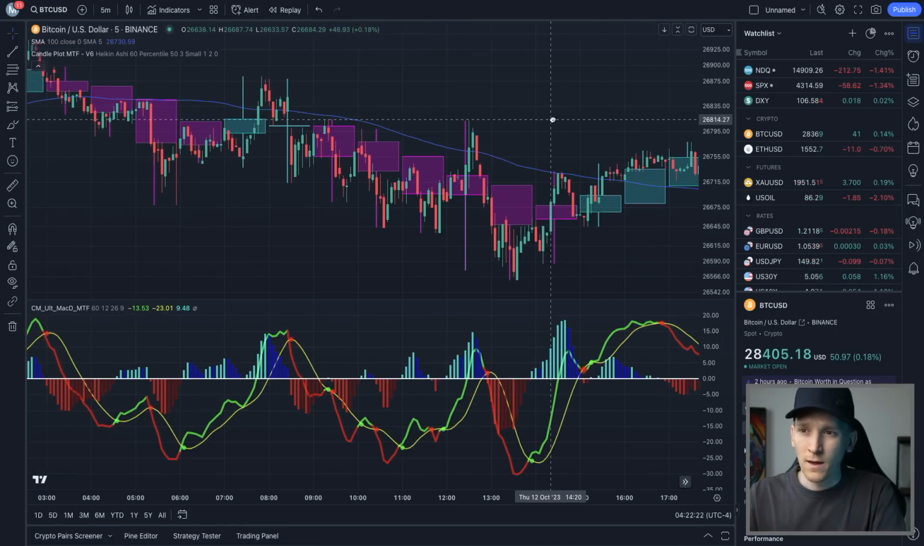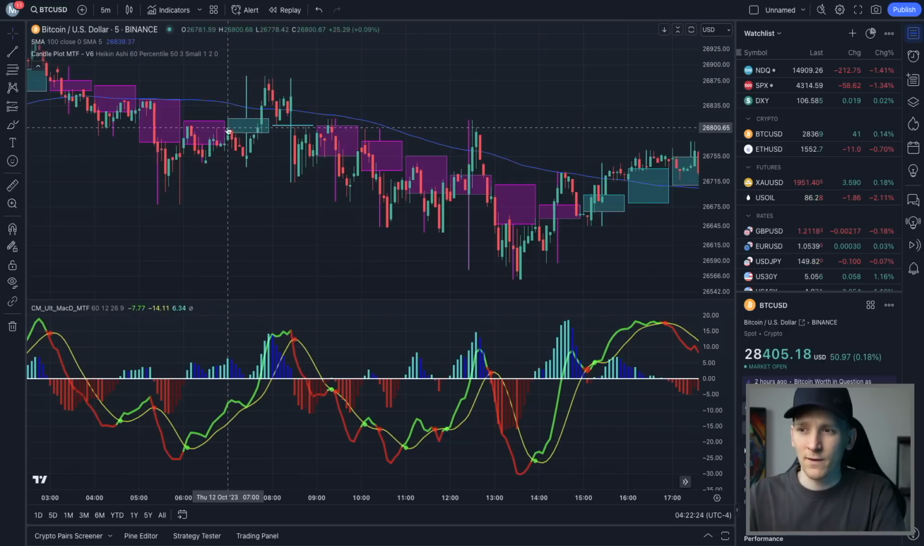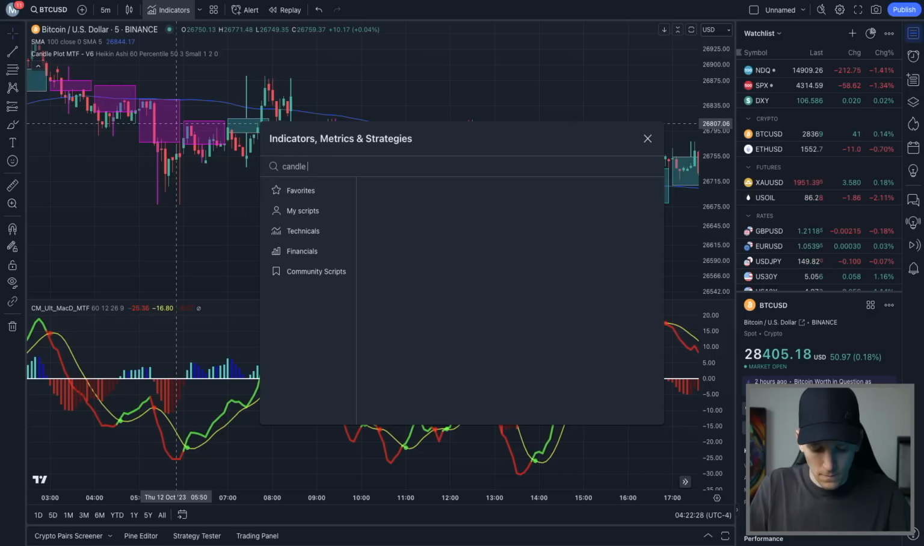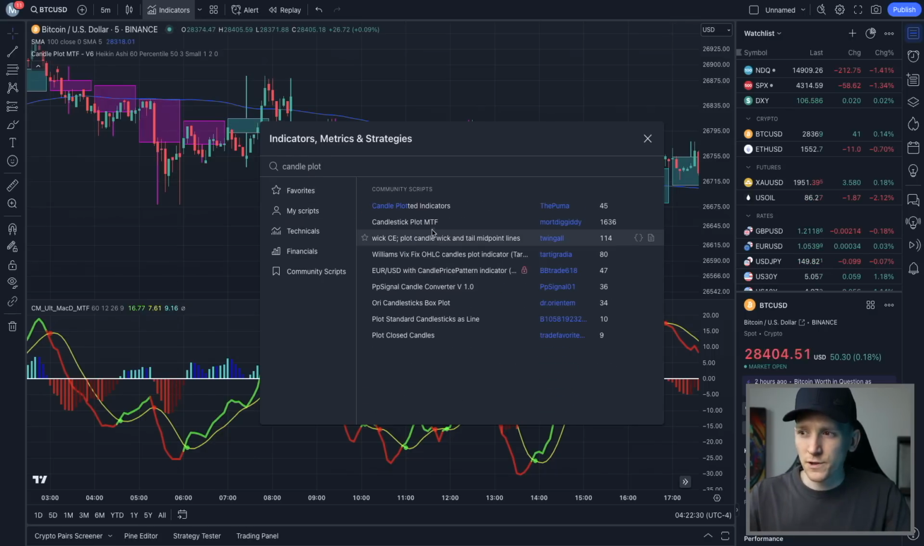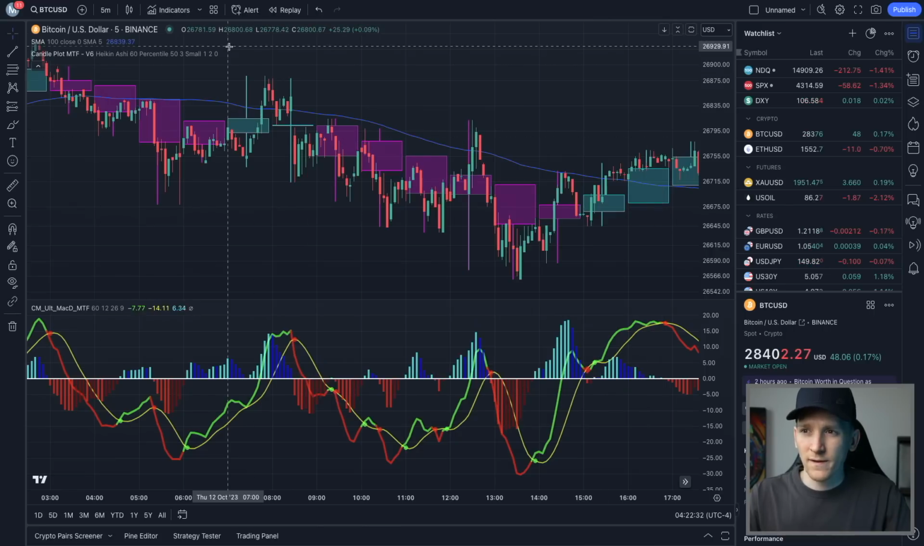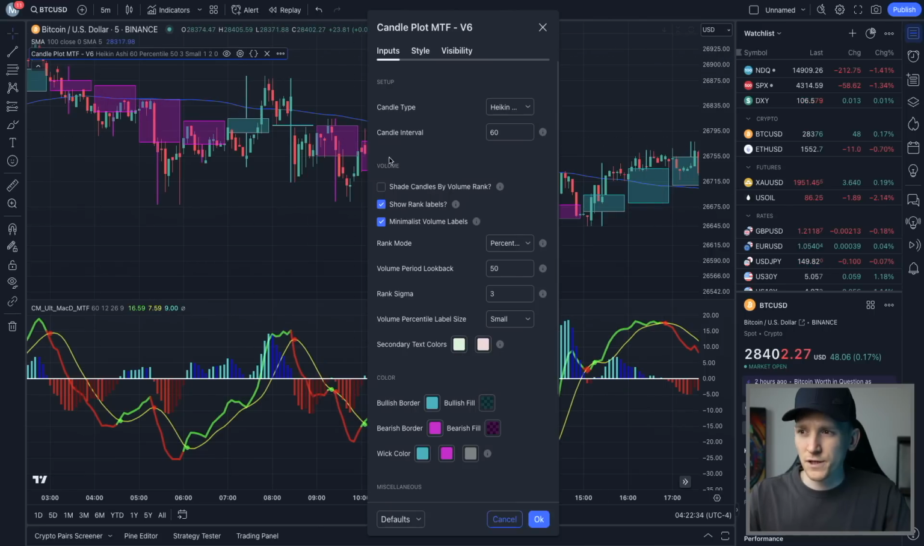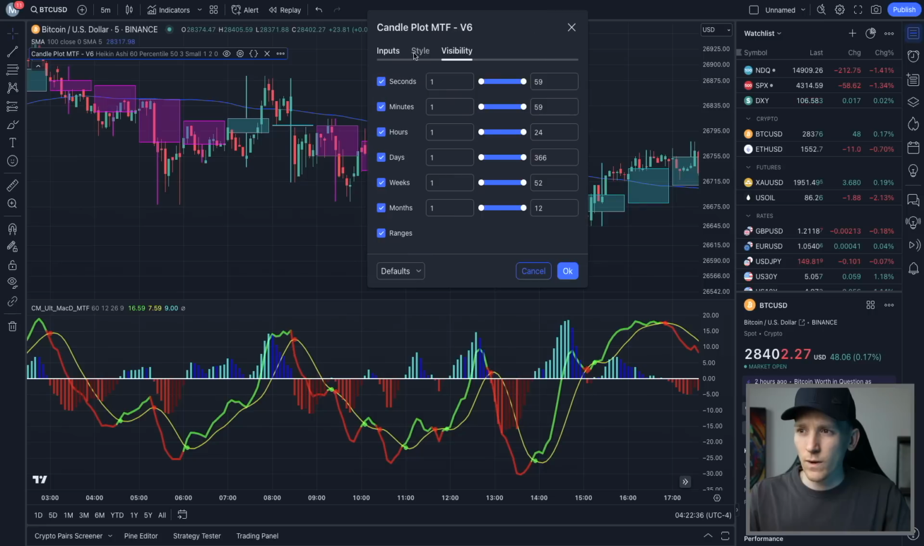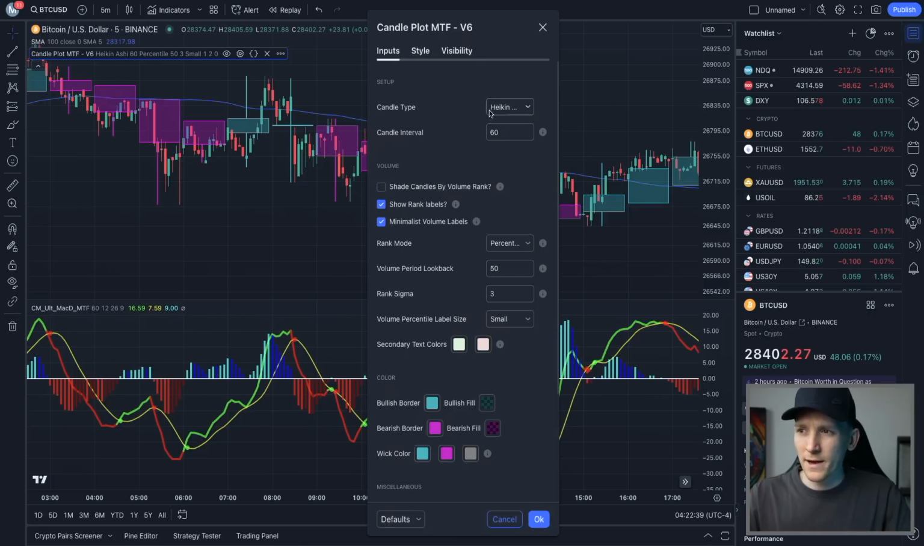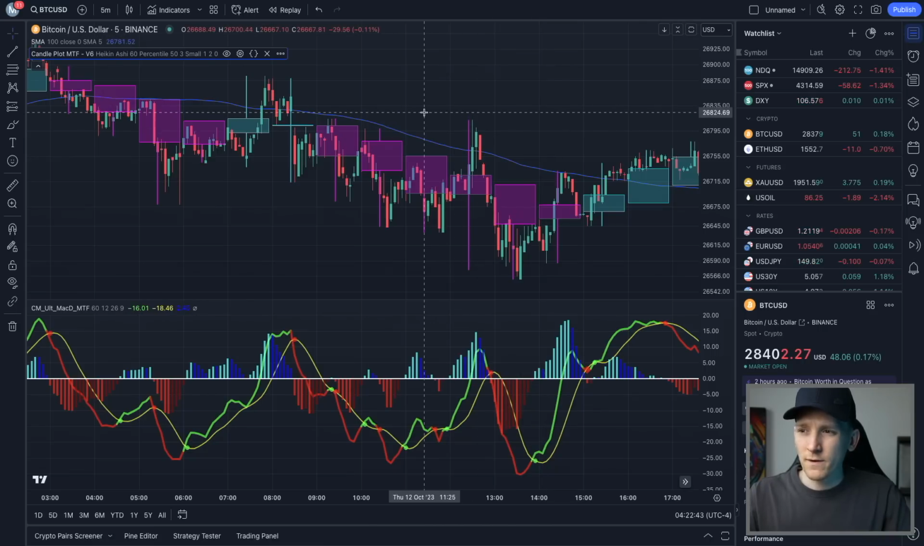So that's number one. The second thing is we're going to use this indicator, which is candle plot MTF. So again, go to indicators, type in candle plot, should be this one right here. Now on the settings on this, I just want to change this in inputs, candle type, I've just put Heikin Ashi. So what is that? Well, what it tries to do is take a bunch of candlesticks together and give you a broader candlestick.